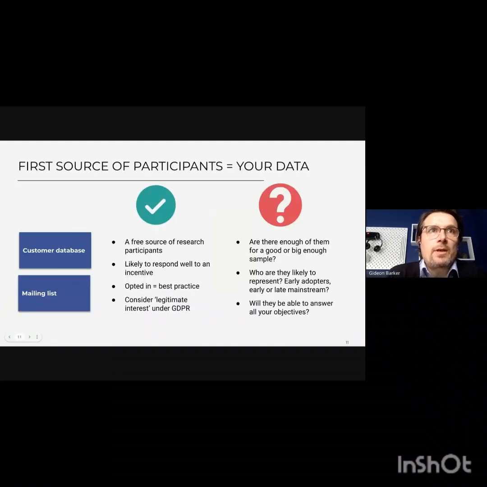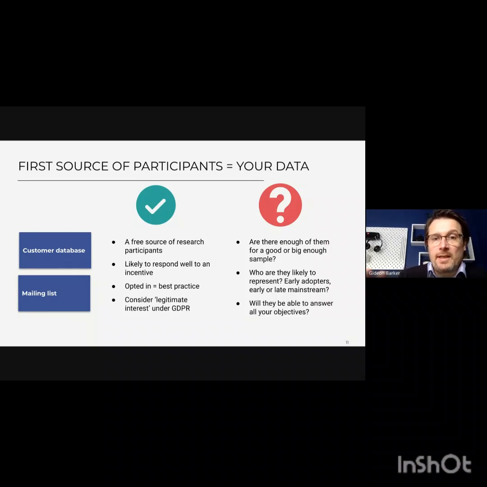So your customer database, your mailing list, perfect, because it's often a free source of participants. You don't have to do much really, apart from maybe write an email and invite people to take part. They're likely to respond well to an incentive. You might be able to use a discount code or a free product as an incentive, so it's not necessarily going to cost you much.